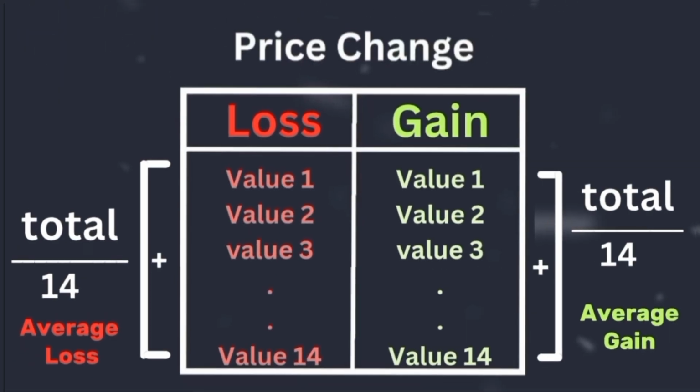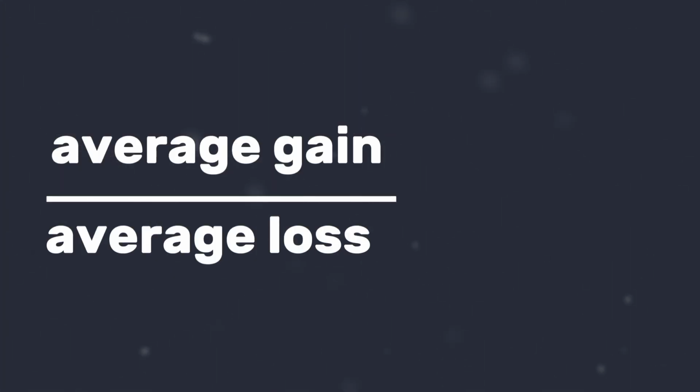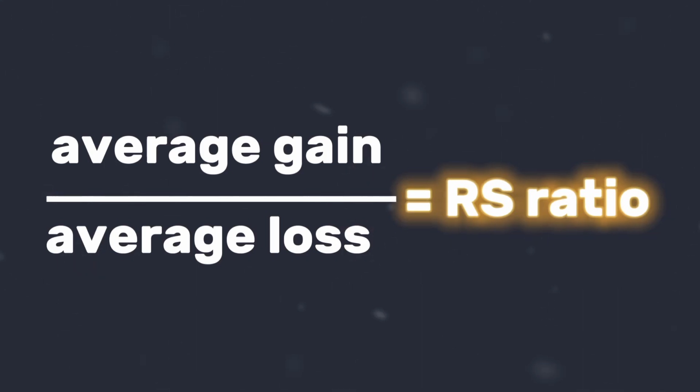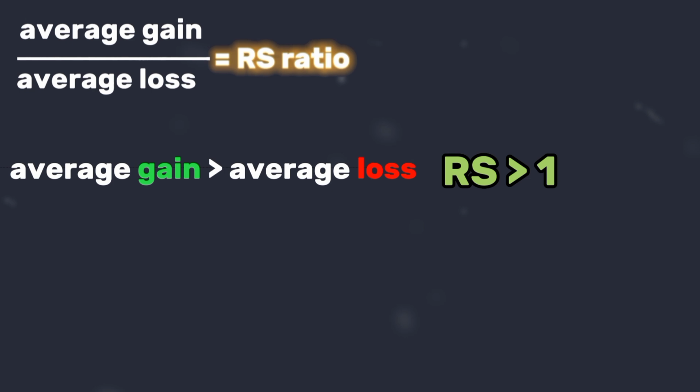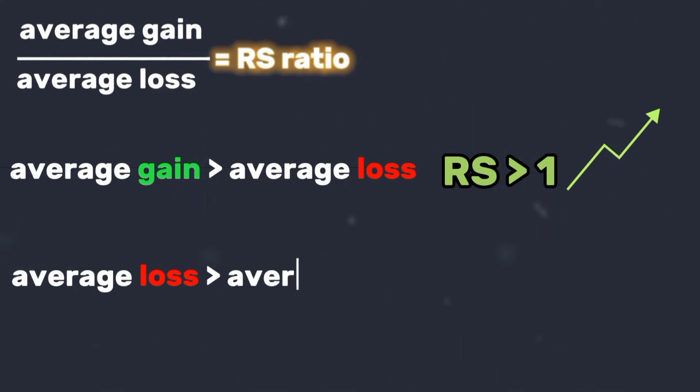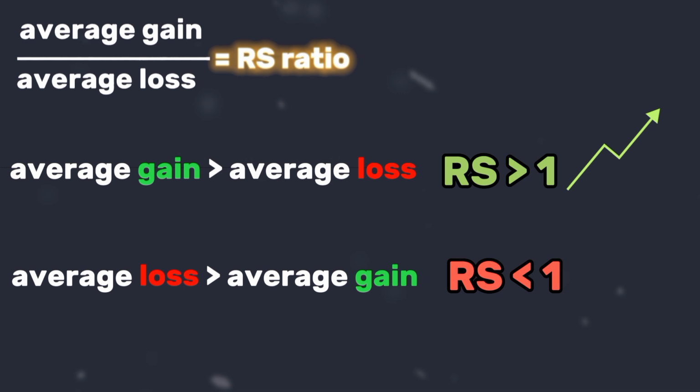Calculate the relative strength, RS. Once you have calculated the average gain and average loss, divide the average gain by the average loss to obtain the RS ratio. This division directly gives the RS value. If the average gain is greater than the average loss, the RS will be greater than 1, which suggests an upward trend. Gains are dominant. If the average loss is greater than the average gain, the RS will be less than 1, which indicates a downward trend. Losses are dominant.